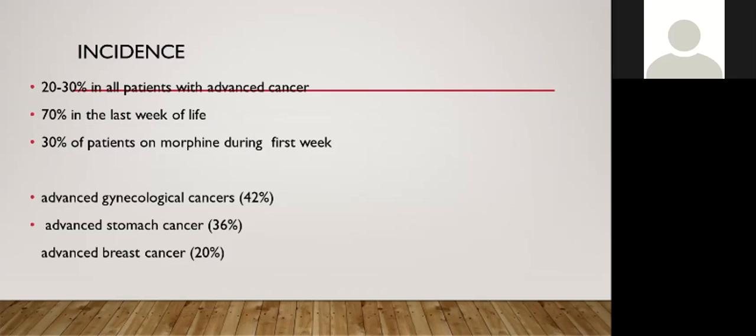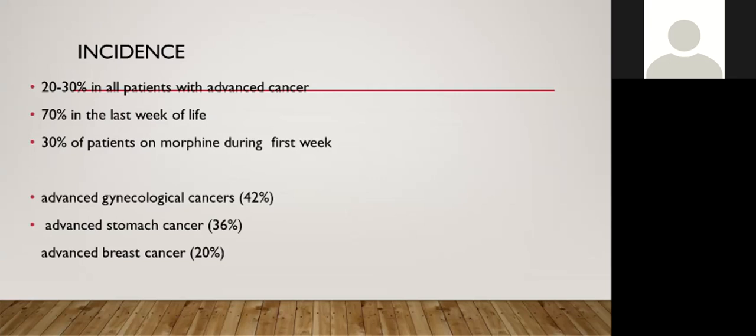So why is it important? Why do you have to deal with nausea and vomiting in palliative care? The incidence of nausea and vomiting as a symptom is about 20 to 30% of all patients with advanced cancer, and when they reach the last weeks of life, it becomes more common. It's 70% in the last week of life. We also know, if you've learned about morphine in the pain management session, that 30% of patients who start on morphine can have nausea and vomiting during the first week.